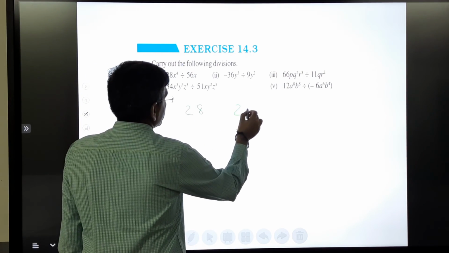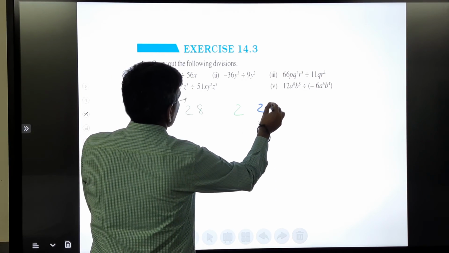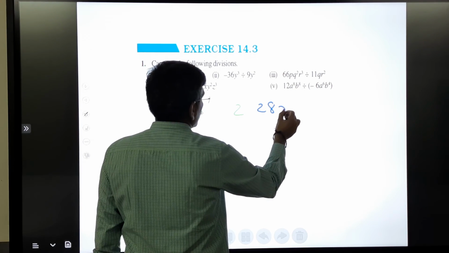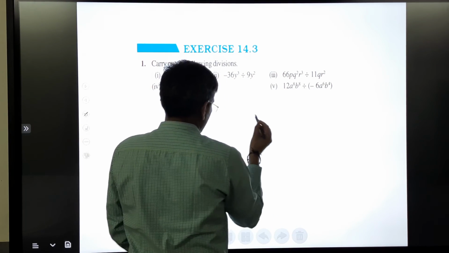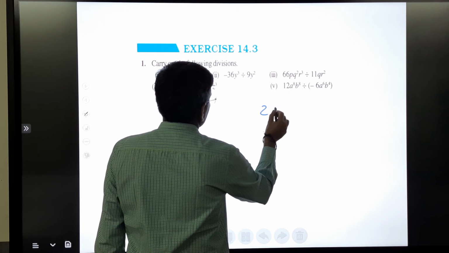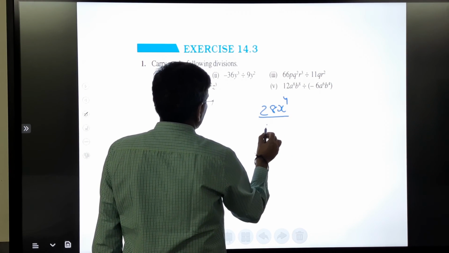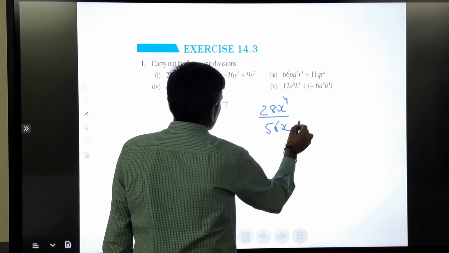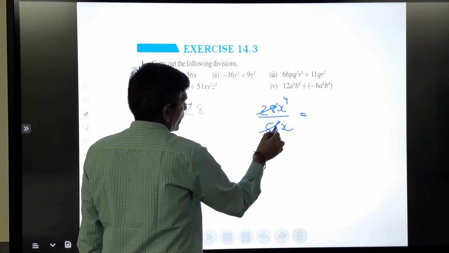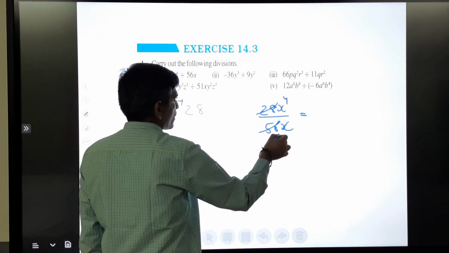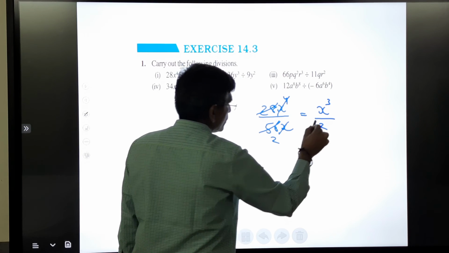So 28 x the power 4 divided by 56x. So which way we have to do? Simple, 28 twos are 56, you can do it. And one power is cancelled, so x the power 3 upon 2.